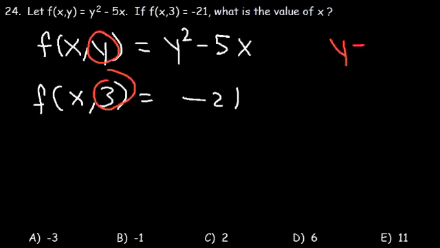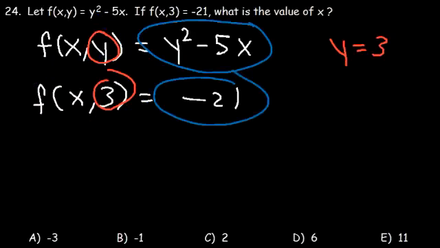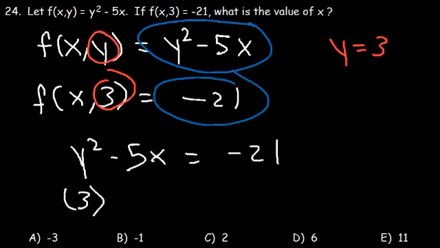So we know that y is equal to 3. Notice that the left side is equal to the left side of the second equation. Therefore, the right side of the first equation must equal the right side of the second equation. So we're going to set those two equal to each other. y squared minus 5x is equal to negative 21. And we know that y is 3. So this will allow us to solve for x.